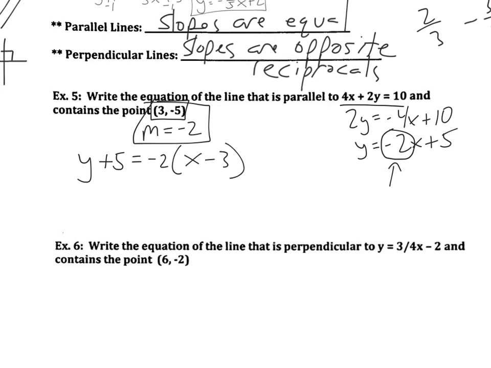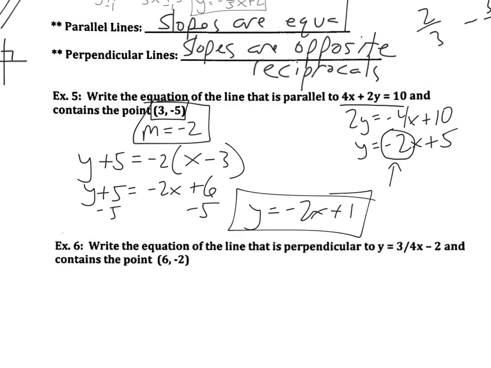And then 2 steps. Distribute, and subtract 5. Y equals -2x plus 1. So that's the line that's parallel to the one they gave us. Notice the slopes are the same, but they have different y-intercepts because they're crossing different points. They're at 2 different places.